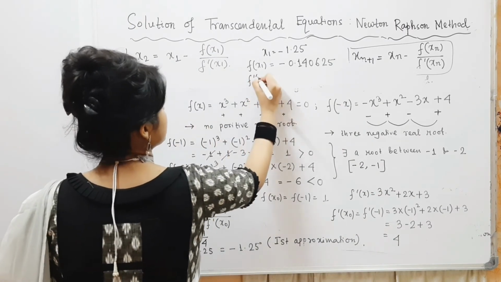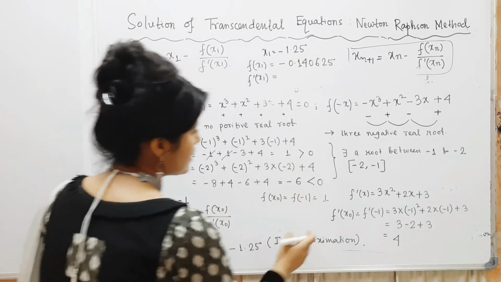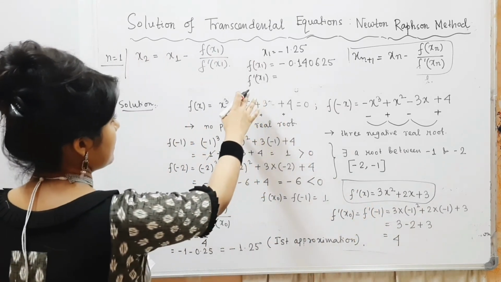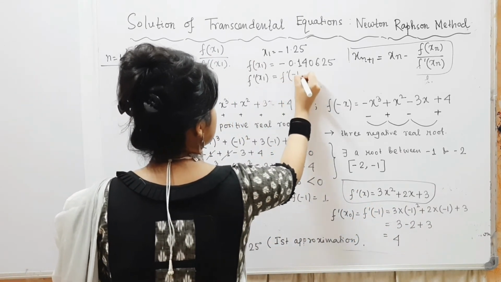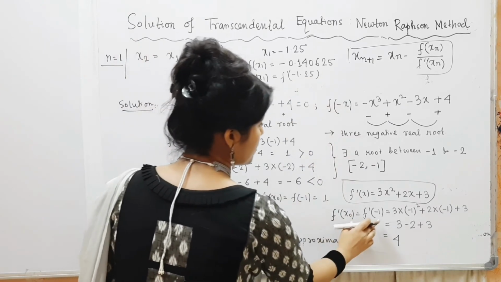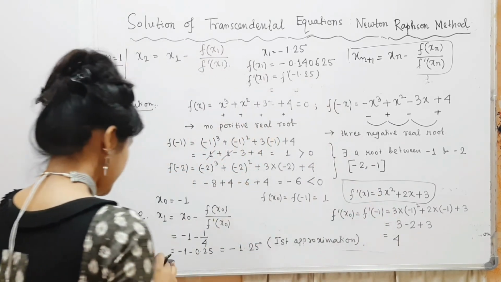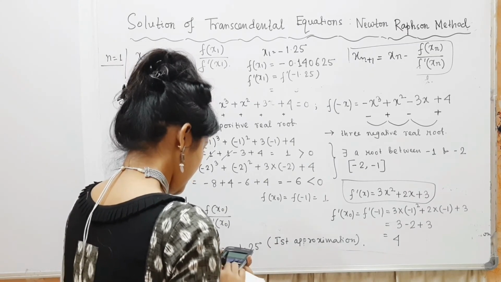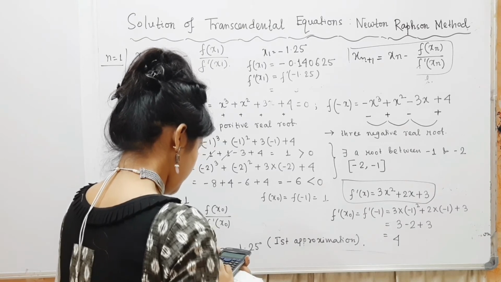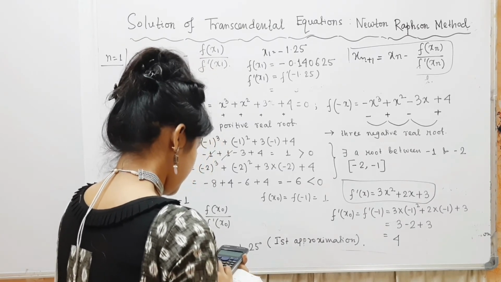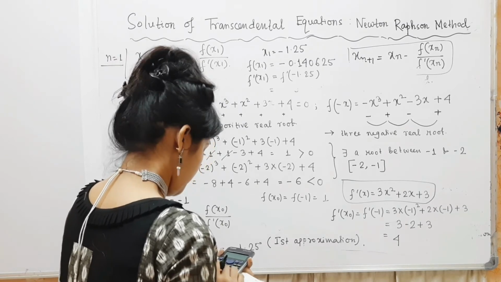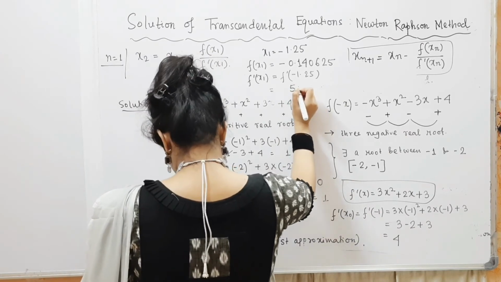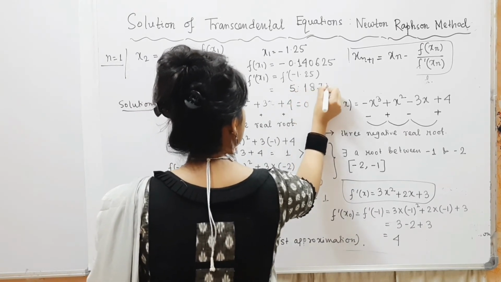Now what is f dash x1? So you need f dash x1 here. So this is actually f dash x. Okay. So you have to put x1, that is minus 1.25, in the place of x in this expression. So therefore 3 into 1.25 into 1.25 minus 2 into minus 1.25 plus 3. So it will give you 5.1875. Okay.